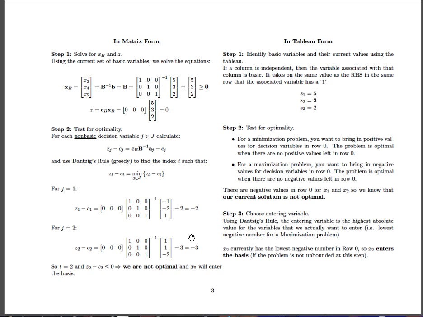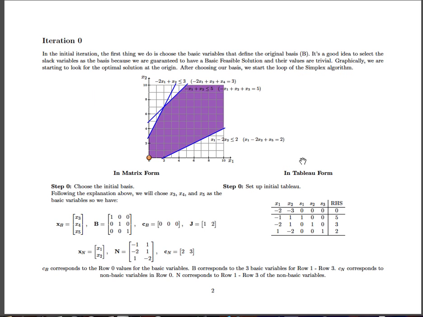Notice these values are the same as the values in row 0 of the tableau for the non-basic variables. To test for optimality in the tableau form, that's all we need to look at is row 0. If at least one value of a decision variable is negative, then we know we're not optimal. And again, we want to choose the lowest negative number in row 0. So in this case, it is x2, right here.